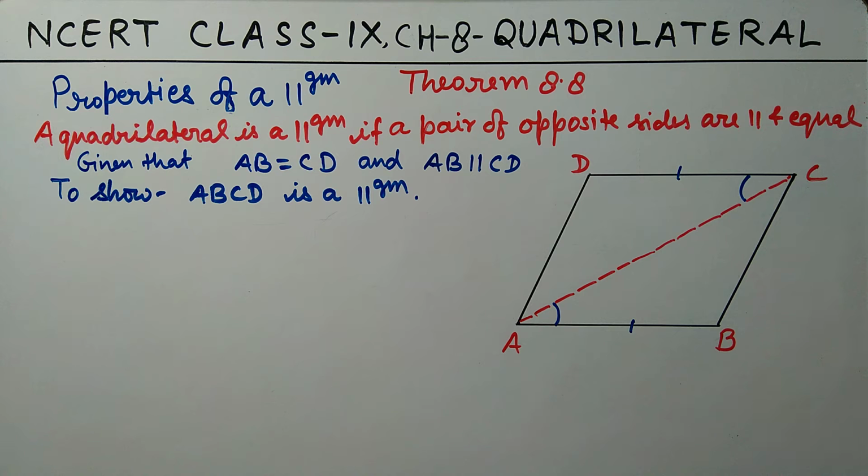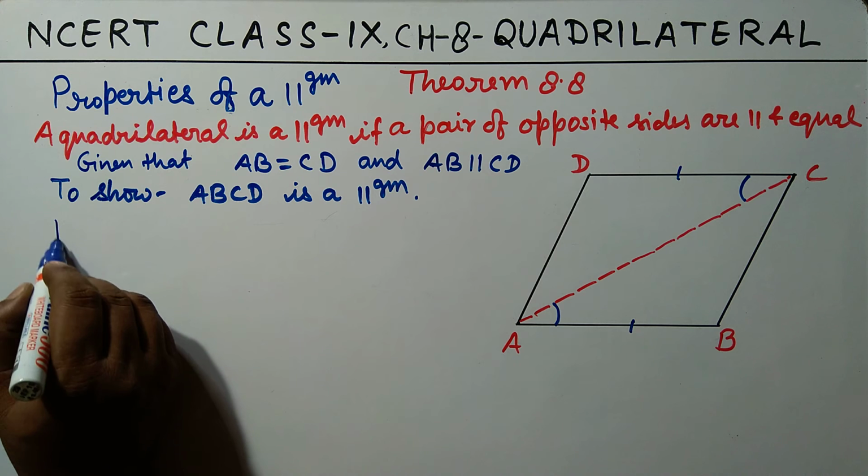So let us discuss the congruency of these two triangles ABC and ADC. As we know, in Theorem 8.1, the diagonal of a parallelogram divides the parallelogram into two congruent triangles, but here it is not yet a parallelogram. So we have to show ABC and CDA are congruent triangles.